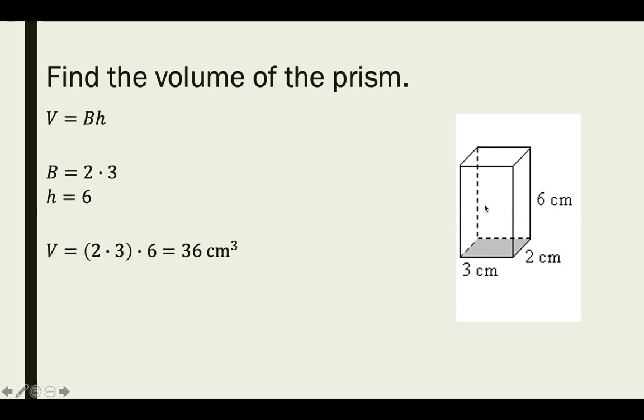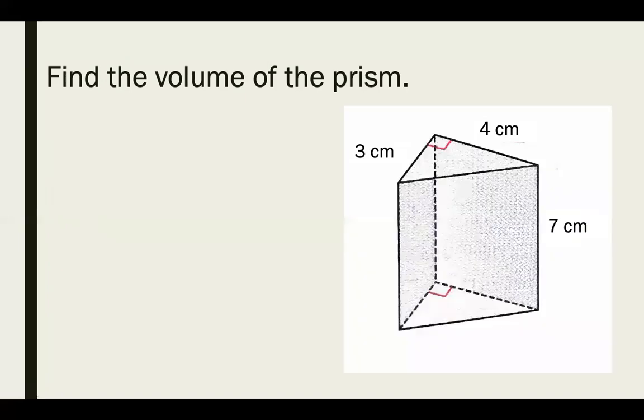So in this case, this is a rectangular prism. All we had to do is multiply 2 times 3 times 6. It's not always going to be that simple, but for a rectangular prism, it is just those three values multiplied together. All right, let's look at another one.